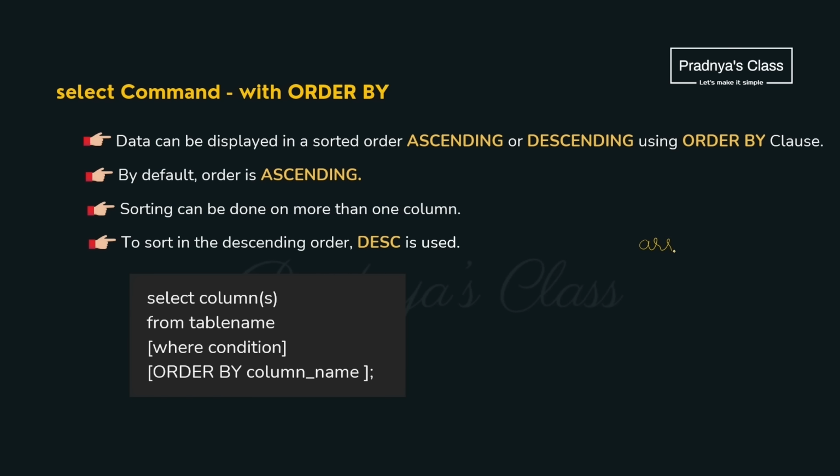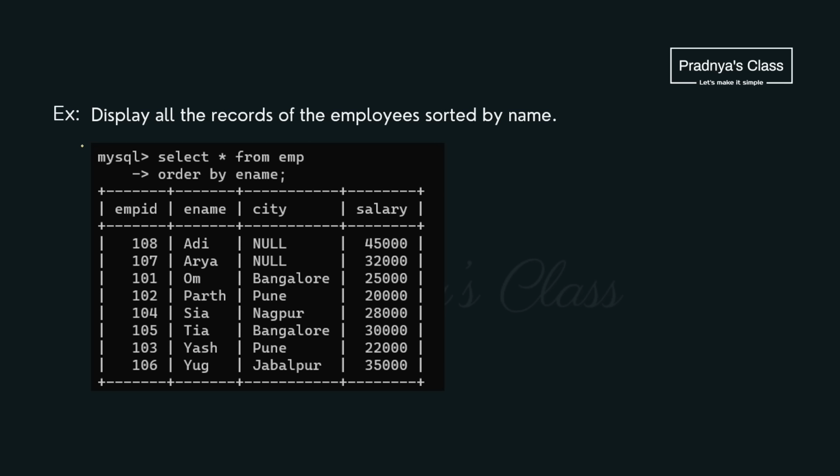Now let's try to understand how to arrange the records of the table. We know we can arrange in ascending order as well as descending order. For that we are using the order by clause. By default it will get ordered in ascending order. If you want to order in descending, we will be writing DESC. Look at the simple example.